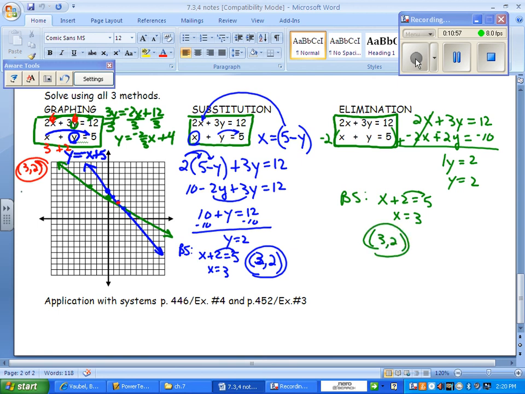And voila, we have the same answers, different methods. So that's a summary of the two sections.